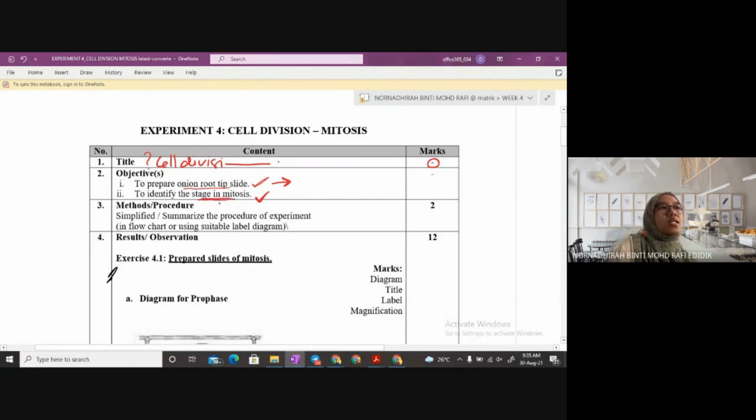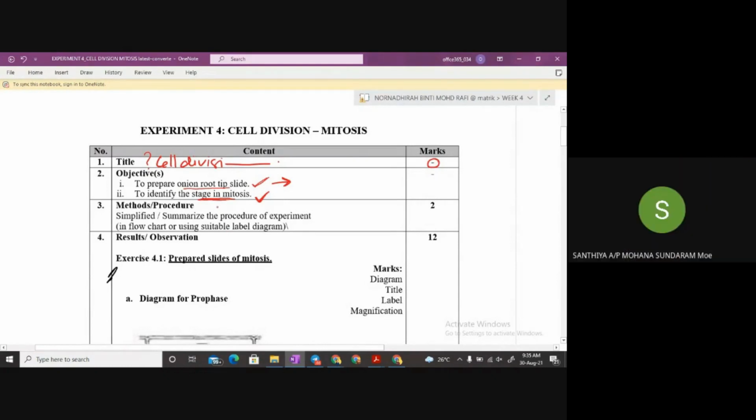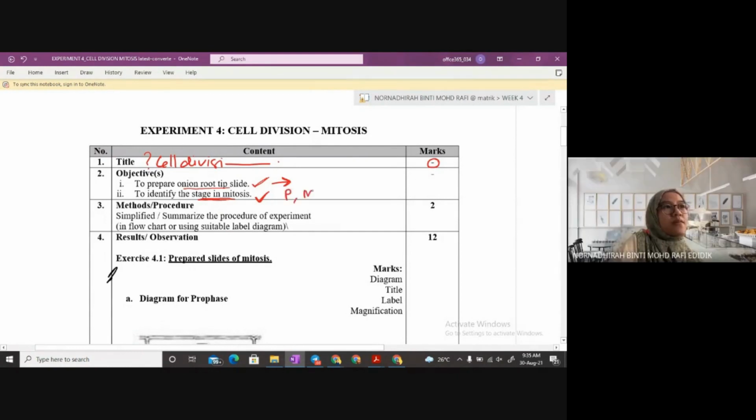So macam mana nak jawab ni? Identify the stages in mitosis. Macam mana agak-agak conclusion awak? Saya belum lagi masuk yang lain, dah terus conclusion, sebab kita tengah tengok objektif. So what is the conclusion, class? The stages in mitosis are prophase, metaphase, anaphase, telophase. Yes, prophase, metaphase, anaphase and telophase. Kan mudah je, dah dapat conclusion.